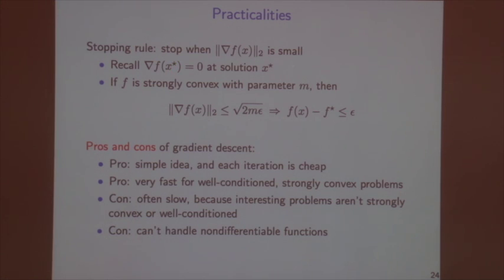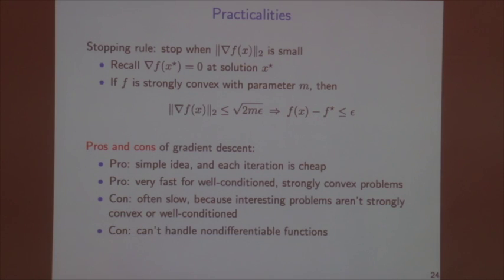And as a matter of fact, if you knew that your function is strongly convex with parameter m, and you stop when the norm of the gradient is less than the square root of 2m times epsilon, then you are guaranteed to have reached accuracy at least epsilon. Okay? Usually, of course, you don't know. It's hard to figure out that constant m, but if you happen to know m, you have this implication.